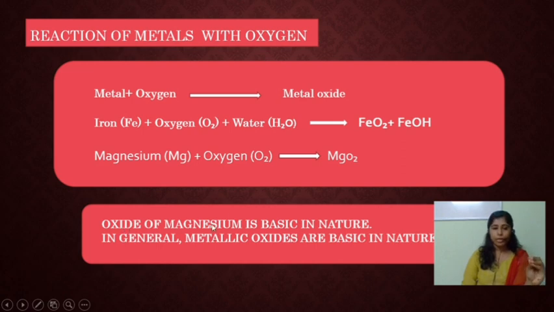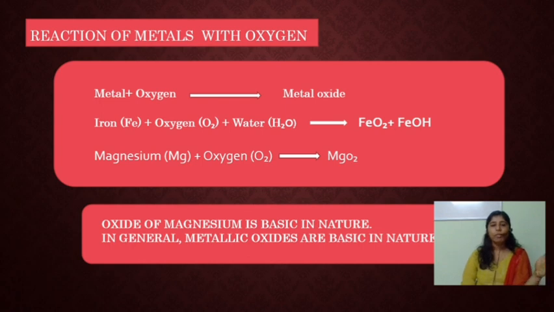The nature of magnesium oxide is basic because we saw a color change in the red litmus paper. The red litmus paper changed into blue, which means it is basic in nature. And magnesium is an example of which one, metal or non-metal? Yes, magnesium is a metal. So, in general, we can say that metallic oxides are basic in nature.